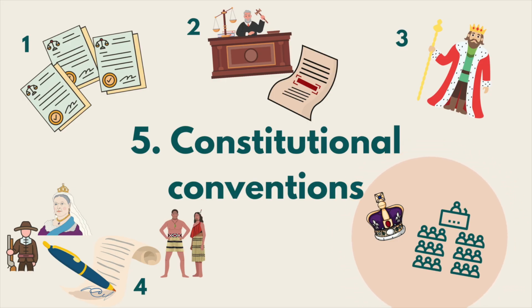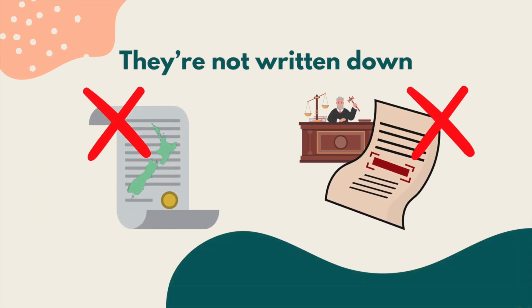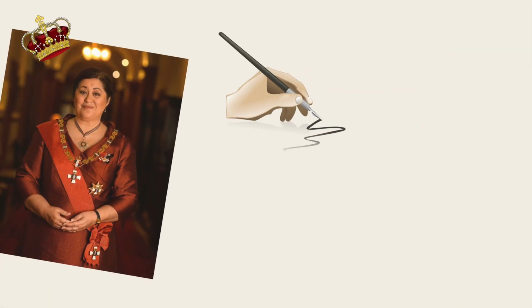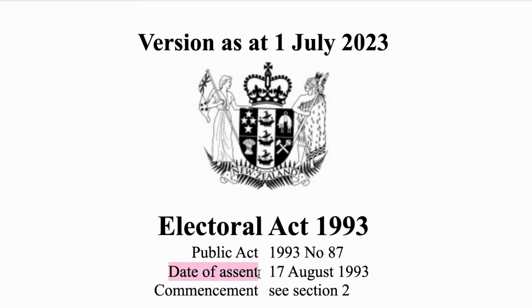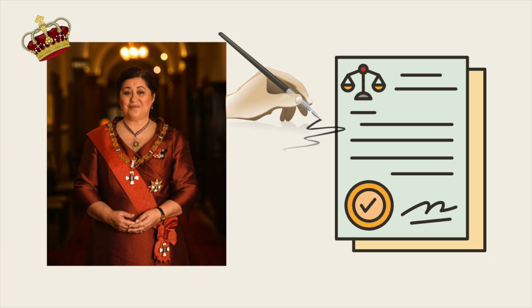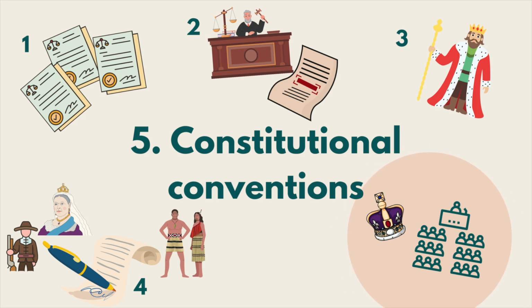5. Constitutional conventions. Constitutional conventions aren't laws that are written down anywhere. Instead, they're just things that happen because they've always happened that way. For example, the Governor-General needs to sign off on every law made by Parliament before it can become a law. This is called the Governor-General giving her royal assent to a law. Technically, the Governor-General doesn't have to sign off on a law if she chooses not to. However, this has never happened. This convention that the Governor-General agrees to every law Parliament makes is part of New Zealand's Constitution. Those are 5 of the main places where you can find rules that make up New Zealand's Constitution.